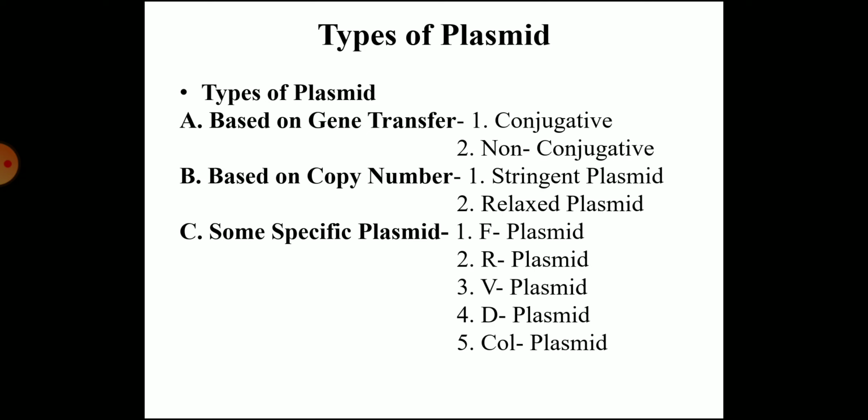Now we'll see the types of plasmid. What are the different types of plasmid? Basically, plasmids have three types, based on gene transfer, copy number and some specific plasmids. The first is based on gene transfer, divided into conjugative and non-conjugative plasmid. The second is based on copy number, divided into stringent plasmid and relaxed plasmid. The third is specific plasmid, divided into 5 types: F plasmid, R plasmid, V plasmid, D plasmid, and Col plasmid. Now we will see one by one.